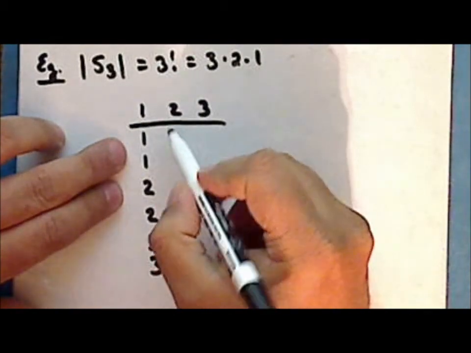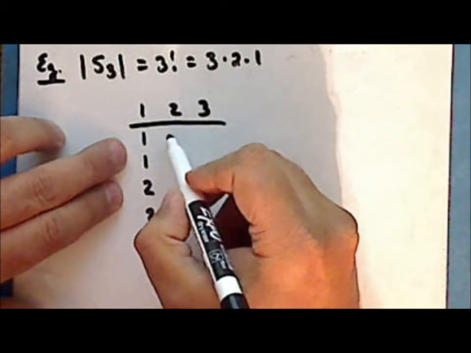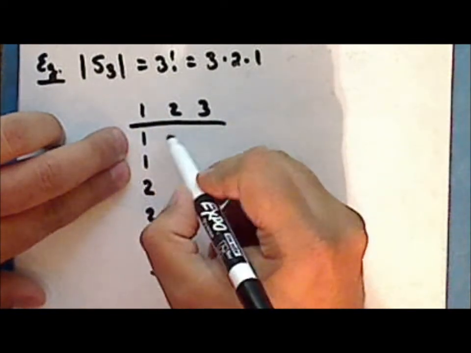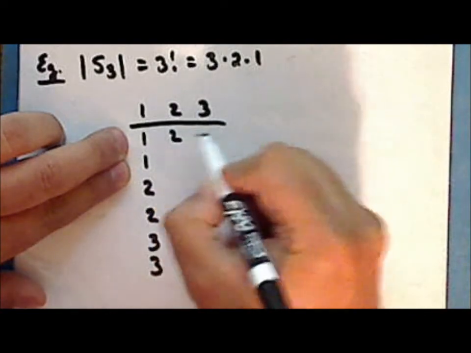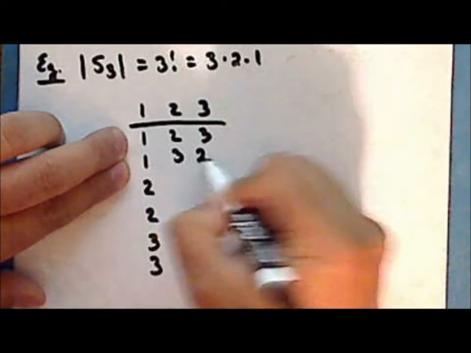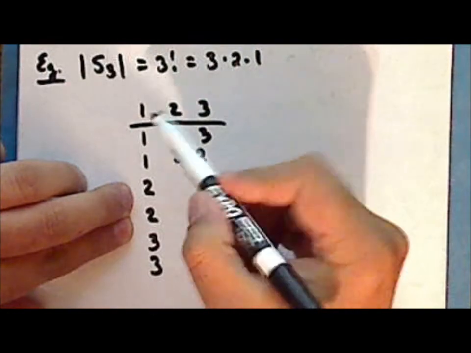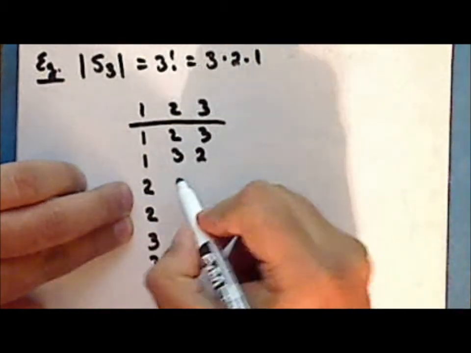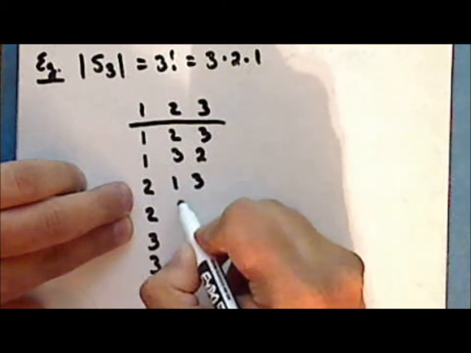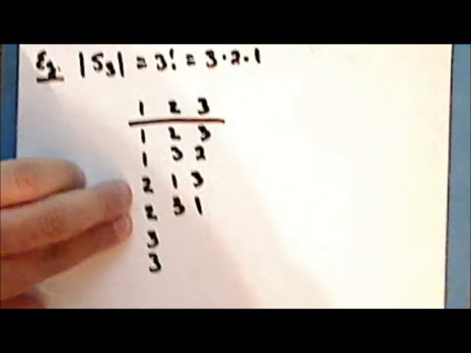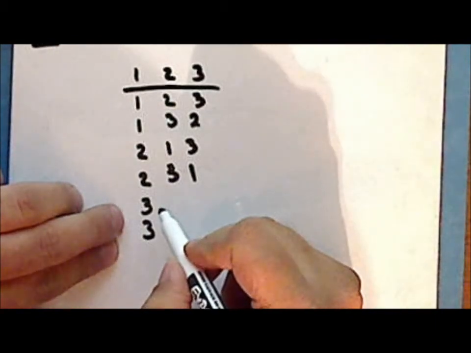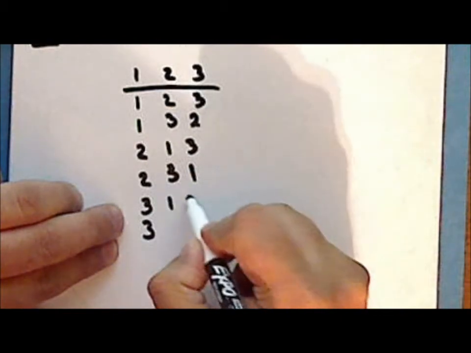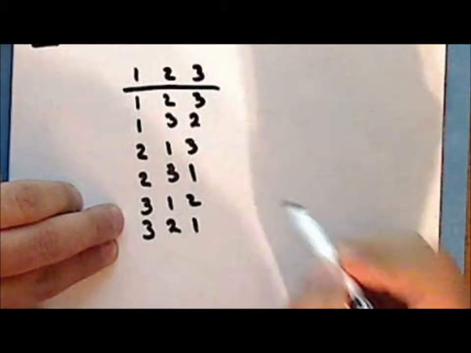And once that choice is made, we have 2 choices for the second element. So in the maps of 1 onto 1, we have the choice of 2, 3 or 3, 2. For the maps where the integer 1 is mapped onto 2, we have the choice 1, 3 or 3, 1. And for the maps of the integer 1 onto the integer 3, we have the choice 1, 2 or 2, 1.